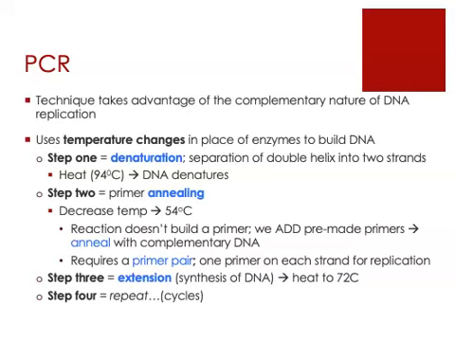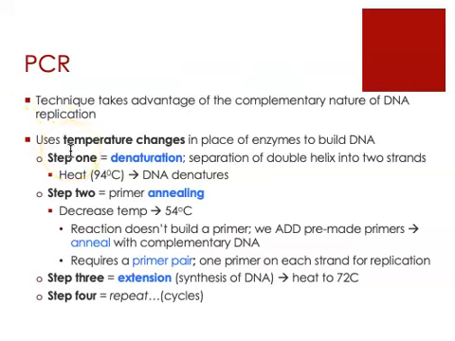We're going to heat the tube back up to 94 degrees centigrade, and any double-stranded DNA that is inside that reaction tube is going to denature. Then we're going to lower the temperature to allow primer annealing. Then we're going to raise the temperature to allow extension. Then we're going to repeat it. Separate all the double-stranded molecules of DNA, allow primer annealing, allow extension. And it just goes on and on, over and over again.